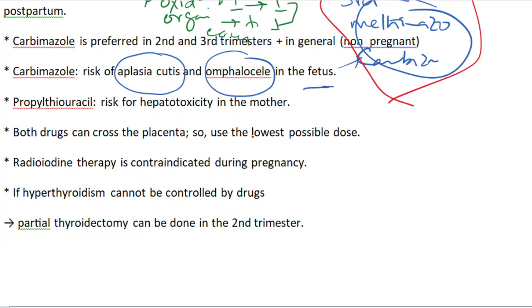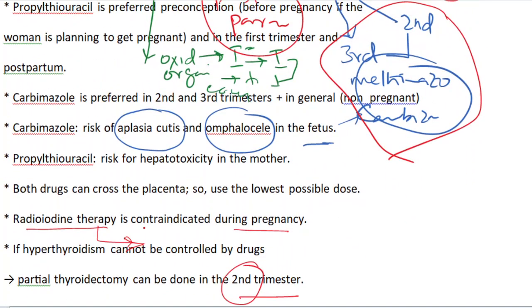We have to give it in the lowest possible dose. And then radioactive iodine therapy is contraindicated during pregnancy. So you can risk hypothyroidism in the fetus if you destroy the thyroid gland. If hyperthyroidism cannot be controlled by drugs, then partial thyroidectomy can be done in the second trimester. You have to do partial thyroidectomy, not full. That's it.